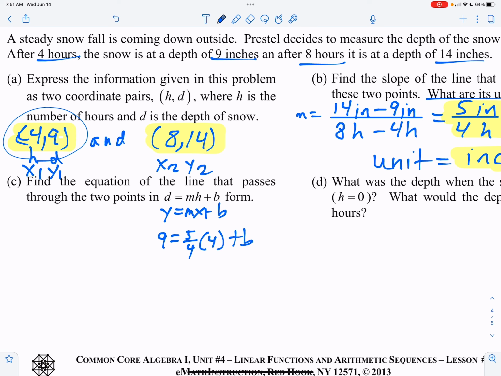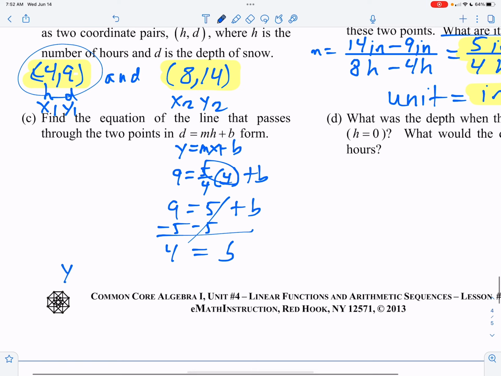Got to find b first. 20 divided by 4 is 5, plus b equals 9, subtract 5, and b equals 4. Therefore, y equals 5/4 x plus 4 would be the equation of my line. And, oh, sorry, I should write it properly. Instead of x and y, I should write it as y was d and x was h. So that really should be the proper way to write it in this context.